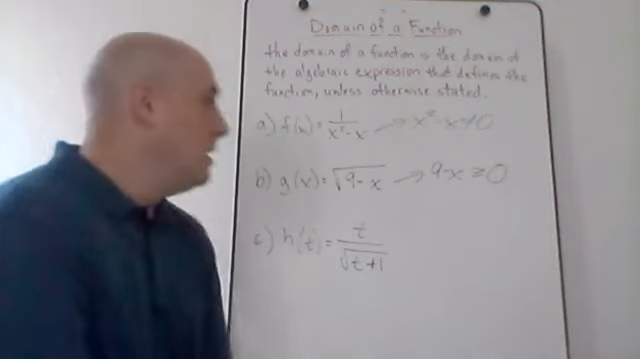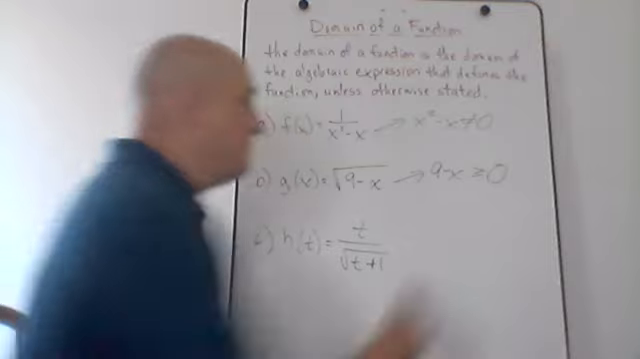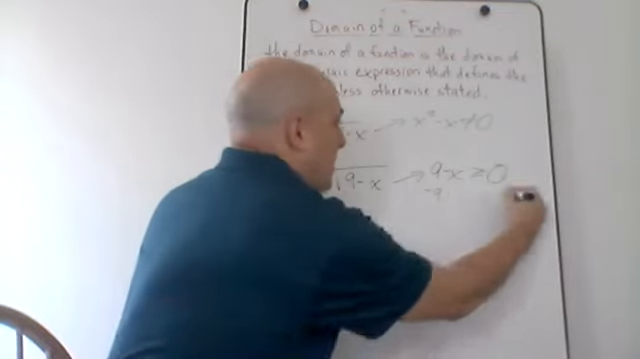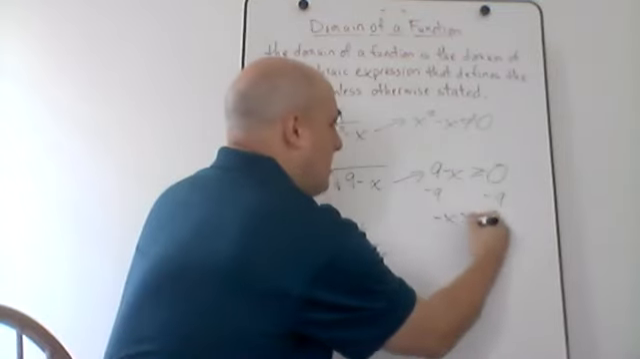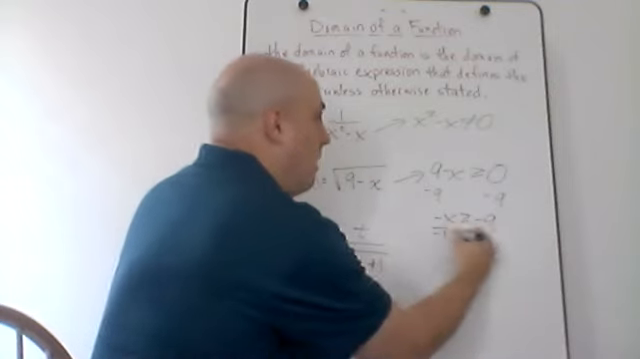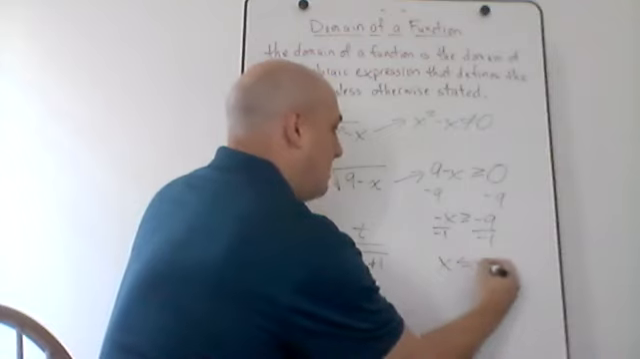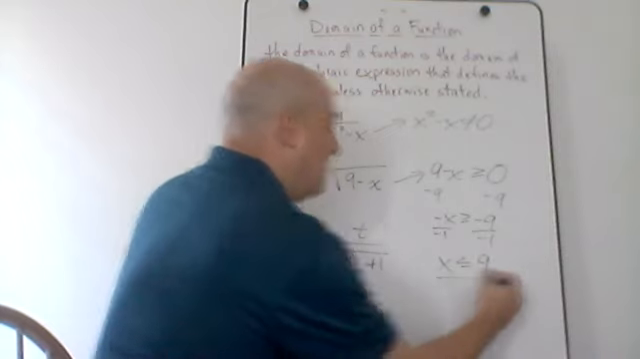All right, so 9 minus x is greater than or equal to 0. And now I have to solve this inequality for x. So let me subtract 9 on both sides. I get negative x is greater than or equal to negative 9. But then I have to divide by this negative 1 to make it just be x. So I get positive x is less than or equal to positive 9.